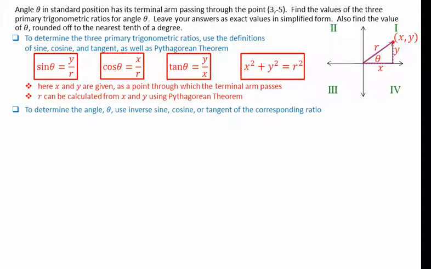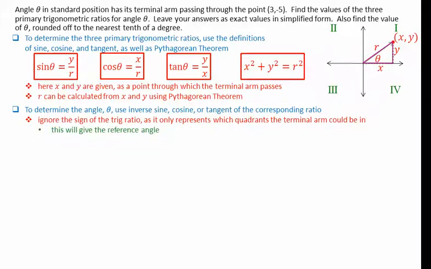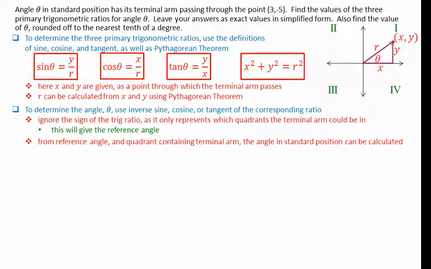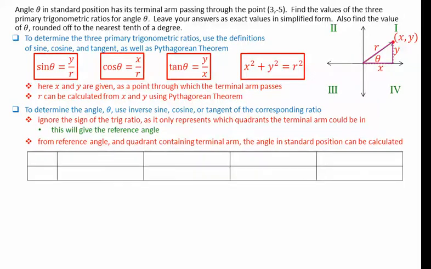To determine the angle theta, use inverse sine, cosine, or tangent of the corresponding ratio. Ignore the sign of the trig ratio, though, as it only represents which quadrants the terminal arm could be in. This will then give the reference angle. Once we have the reference angle and the quadrant containing the terminal arm, the angle in standard position can then be calculated.